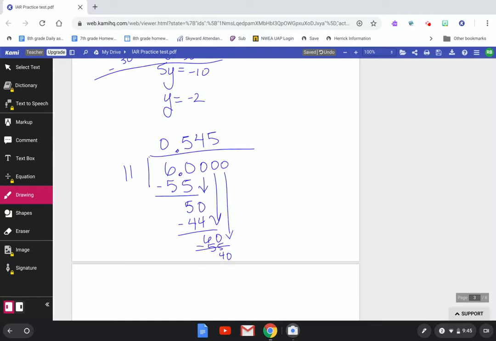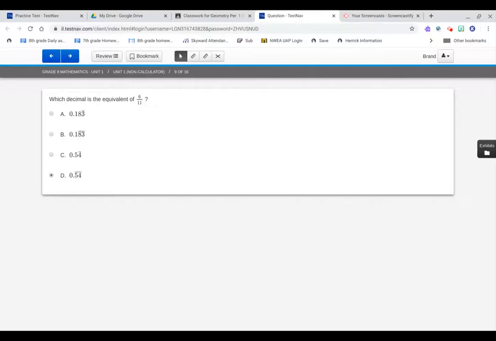Bring down a 0. 11 goes into 50 4 times. And again, it's just this ongoing cycle that's going to happen. So then you get 6 again, it'll be 60. So your answer is 0.54 repeating. So 0.54 hundredths repeating again and again. Okay, so when you come back to the IAR website, you select answer D, 54 hundredths repeating.